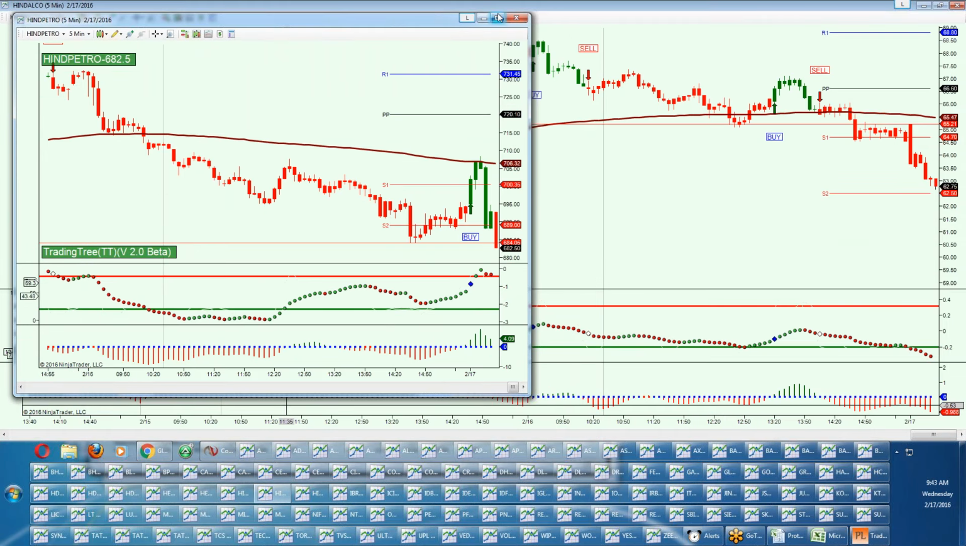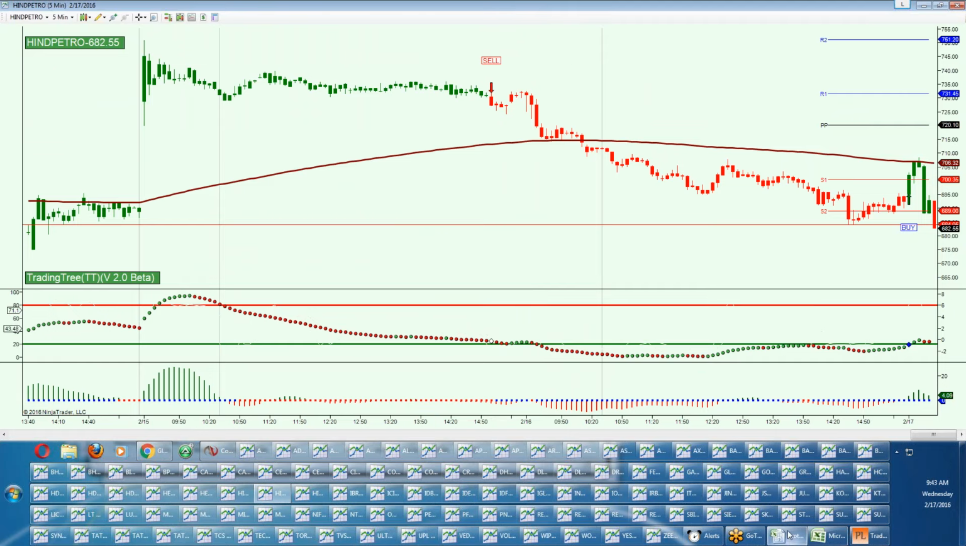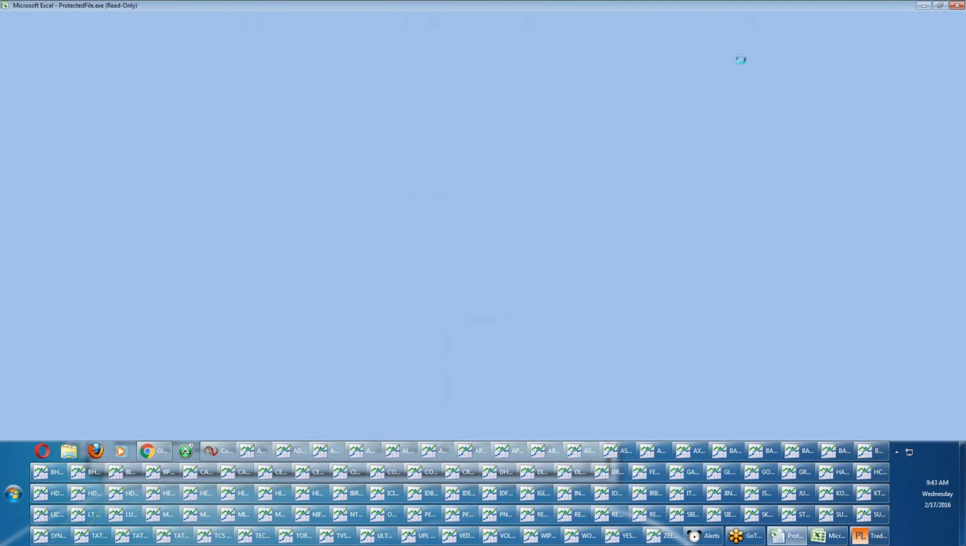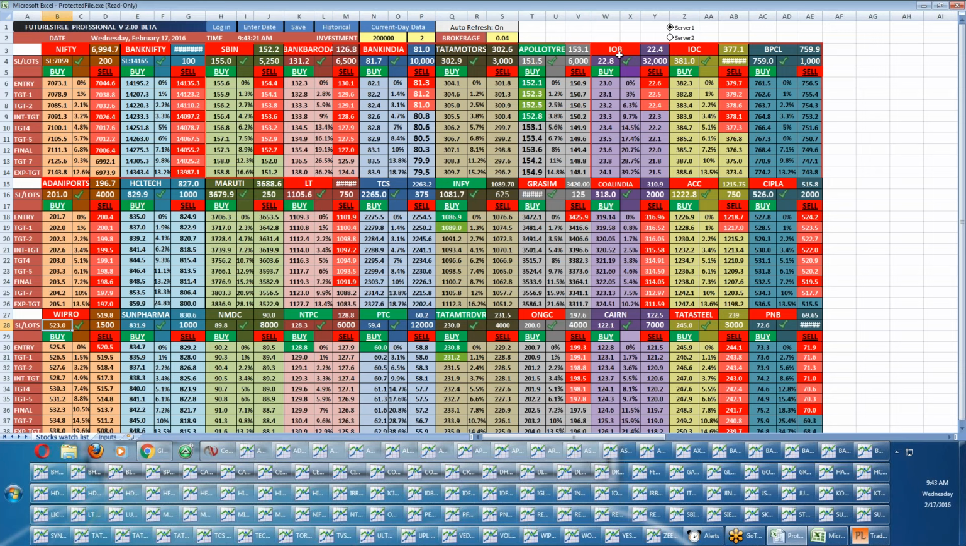In Petro will get a sell. We'll add it here. Let's see what will be the... I'll add it in place of that, which has already done its targets.